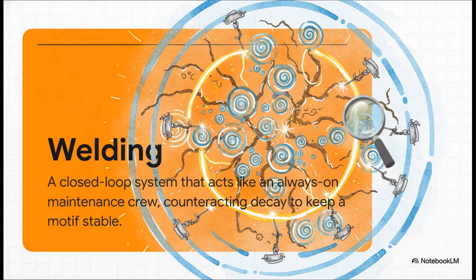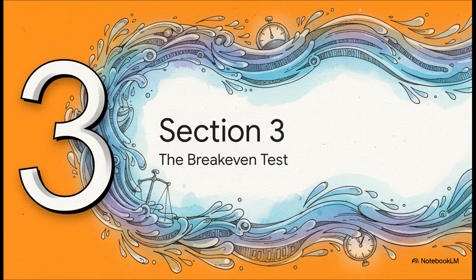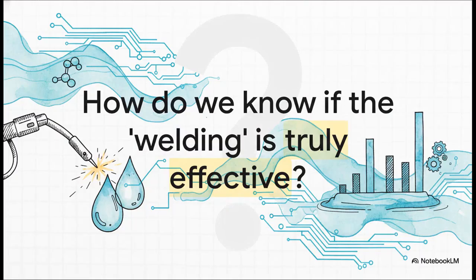It's all about using information to fight back against chaos. Okay, this all sounds amazing in theory, a maintenance crew for water patterns, but how do you actually prove it's working? How do you know it's not just wishful thinking? Well, that brings us to what I think is the most important part of the whole paper, the break-even test. This is the fundamental scientific question, right?